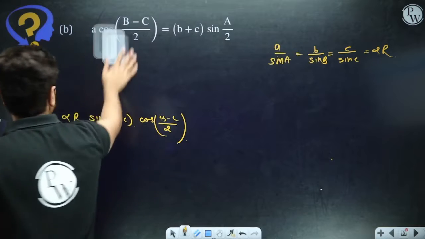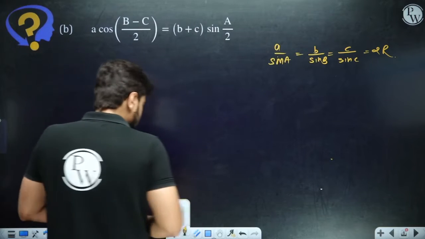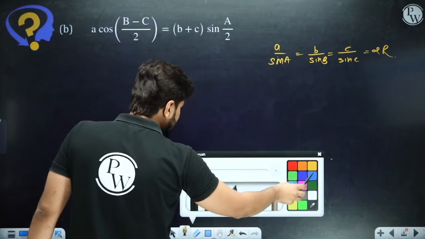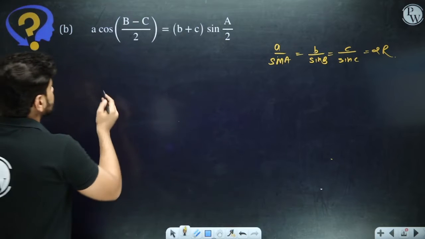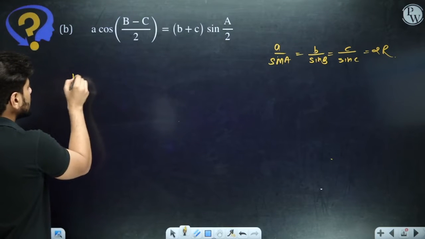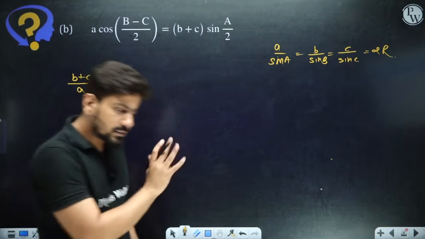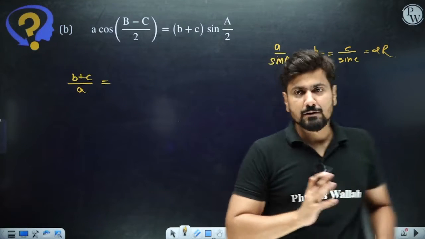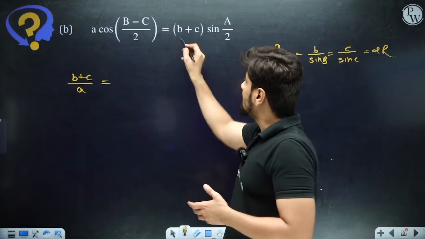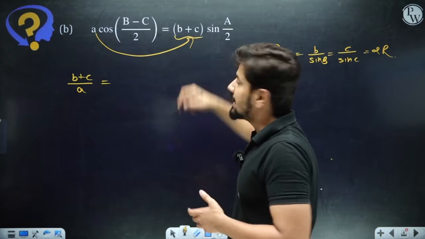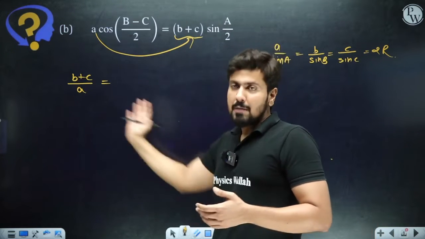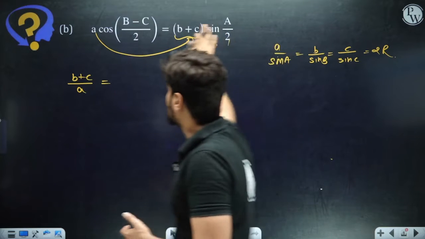The idea to go forward in this question is to simply change the question, so that we are just looking for the value of (B plus C) by A. That's it. Just look at it in this way: what are we looking for? We are looking for the value of (B plus C) divided by A, or A divided by (B plus C). This is the value we are looking for.